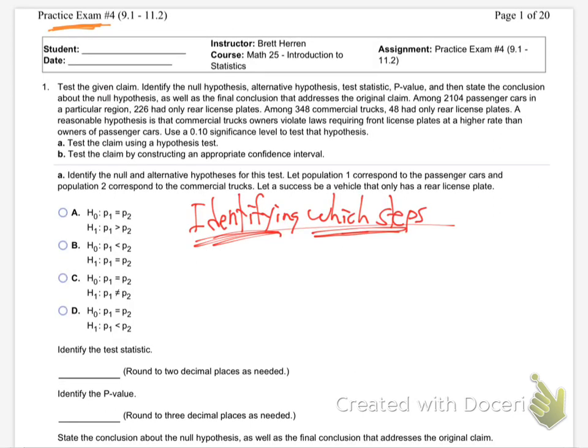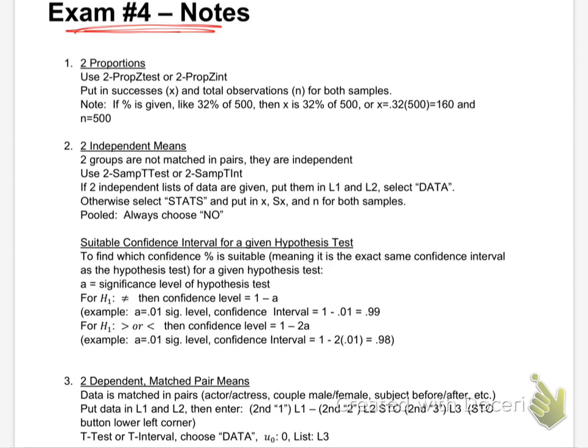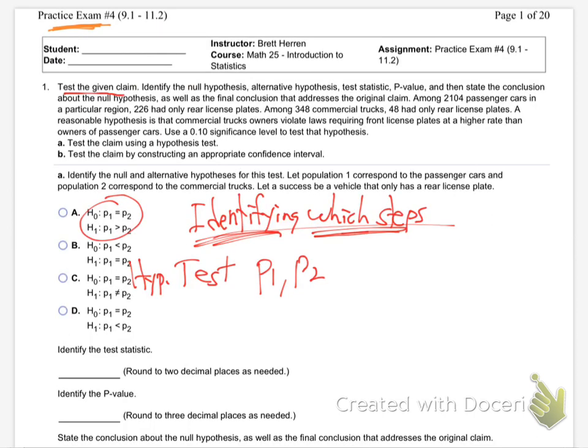So here we go. Number 1, test the given claim. Okay, right away we know it's a hypothesis test. They come down here and they say, see all these P's? You'll see these on the multiple choice answers. So it's clearly a hypothesis test using P. P1, P2. So let's go back to the notes and see what that could be. 2 proportions. Use 2 proportion z-test. So there it is. That's for when you have P1 and P2. 2 proportion z. It's not means, right? It's not an average. It's proportions. P stands for proportion. So there's how you would do that one.